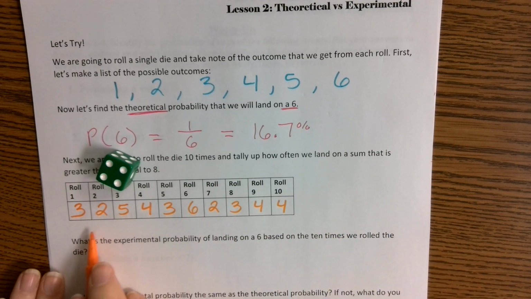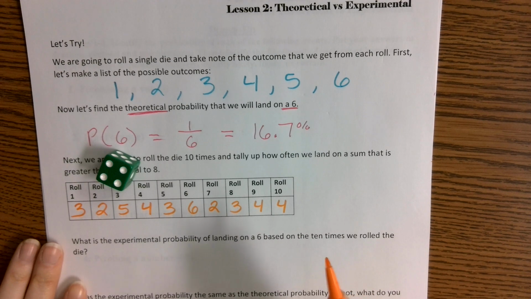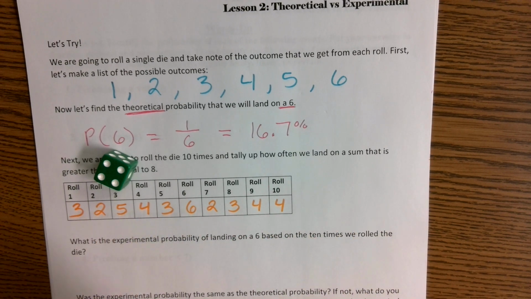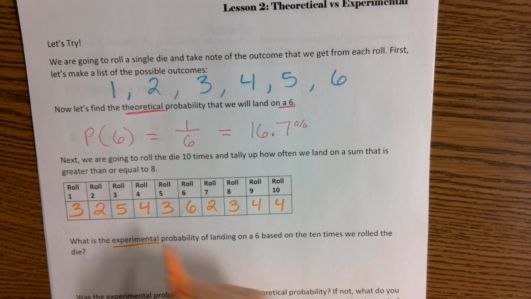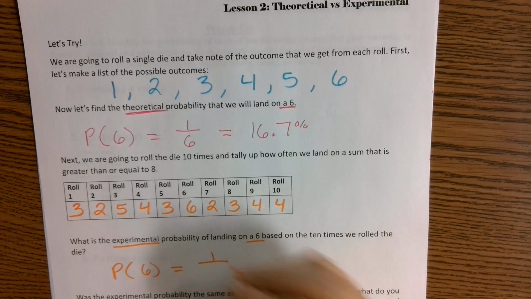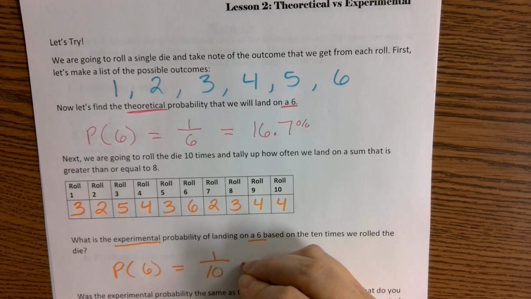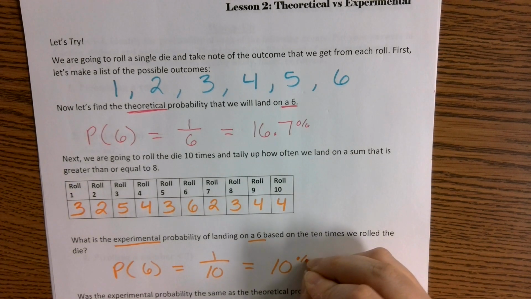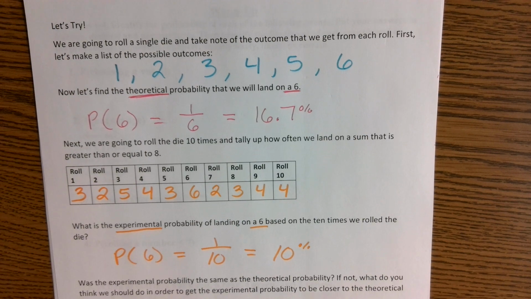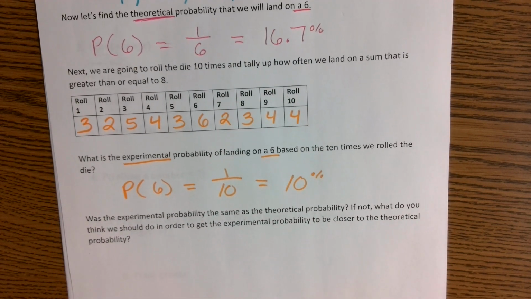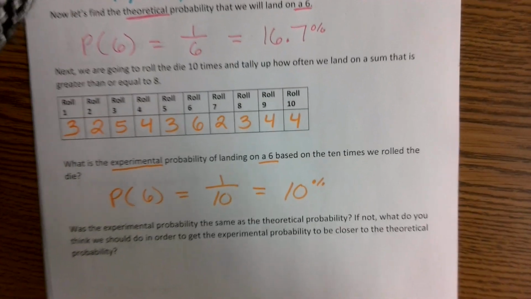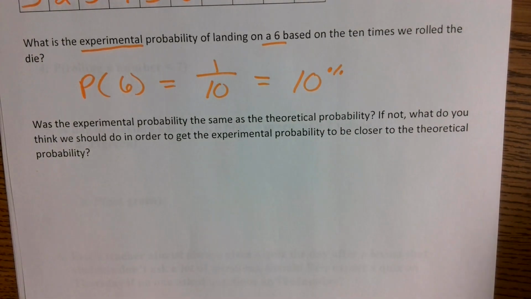Did we ever land on a 1? No, but the probability of landing on a 1 would be 1 out of 6, but here we didn't land on it at all. Okay, how many times did we land on a 6? We want the experimental probability of landing on a 6. So how many times did we get 6? 1 time out of how many total rolls? 10 rolls. That's going to come out to about 10%. Are they the same? No. So again, the reason that they aren't the same is because we didn't perform enough experiments. We need to perform this more times.